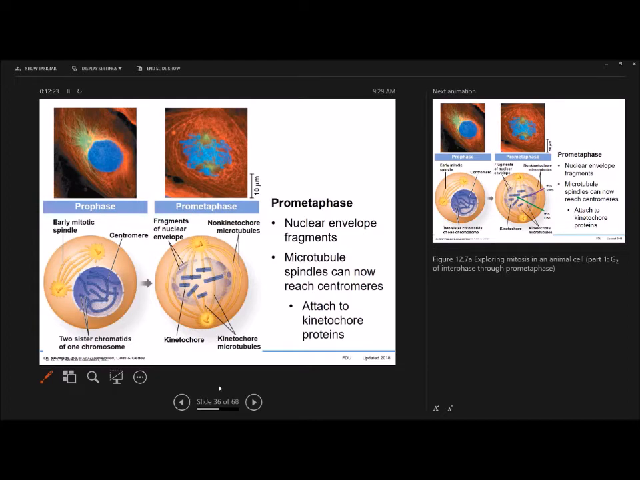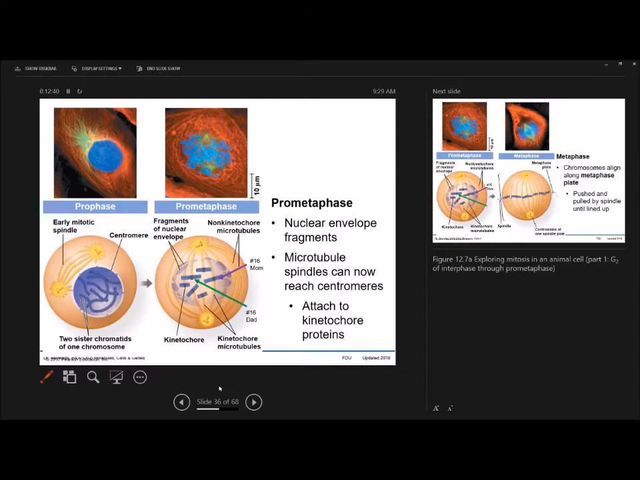Prometaphase is when these microtubules have attached to the kinetochores because the nuclear envelope has started to fragment. It's started to break up. Okay? One of those chromosomes is from mom and one is from dad. They're homologous chromosomes. Each one has its own pair of sister chromatids. And watch for them, because the sister chromatids are going to be the ones that split.